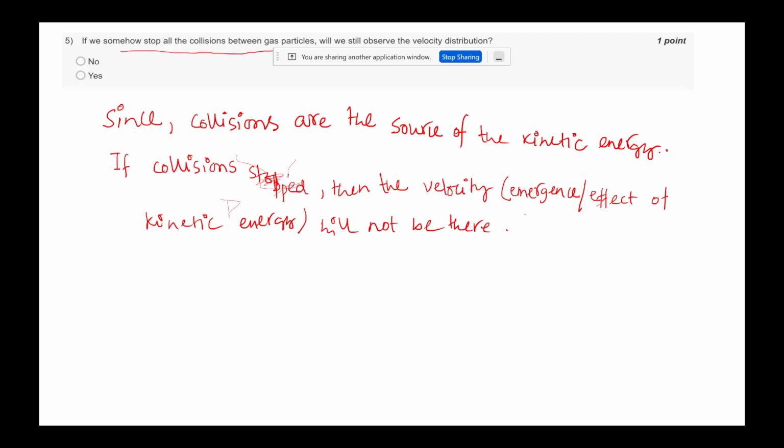Okay, so understand this point, and then if you have any questions, we'll talk about it again. As I have said earlier, these collisions are the kinetic energy source, and so if the collisions stop, the velocity, which is the effect of this kinetic energy, will not be there, obviously. The distributions, which are the effect of these collisions, will not be there. Okay, think about it, try to learn it, understand it, and then after 1 minute we jump into the next problem.